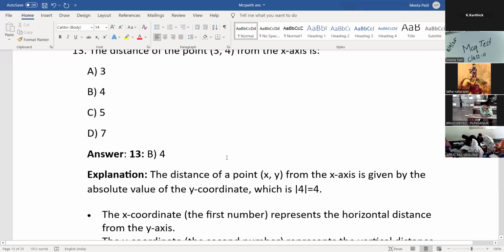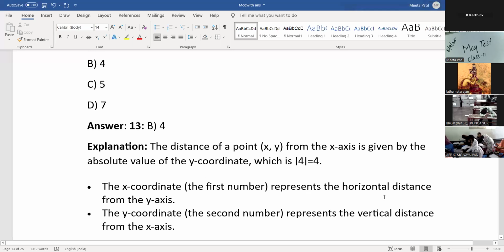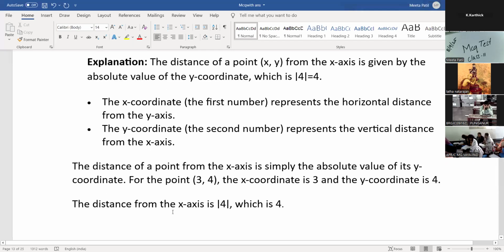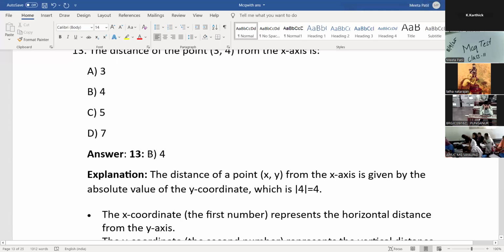Okay, so the next question is the distance of the point (3, 4) from the x-axis. Here, the x coordinate represents the horizontal distance and the y coordinate represents the vertical distance. So the distance of a point from the x-axis is simply the absolute value of the y coordinate. That means we have to take the modulus of 4. Modulus of 4 means we have option B, 4. That is your answer for the 13th question.